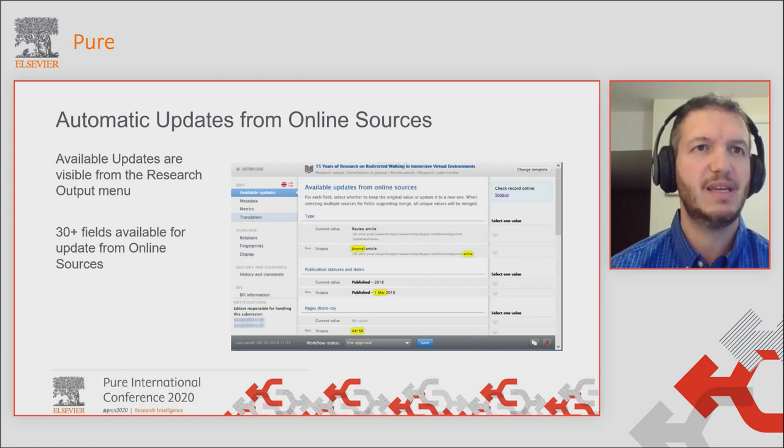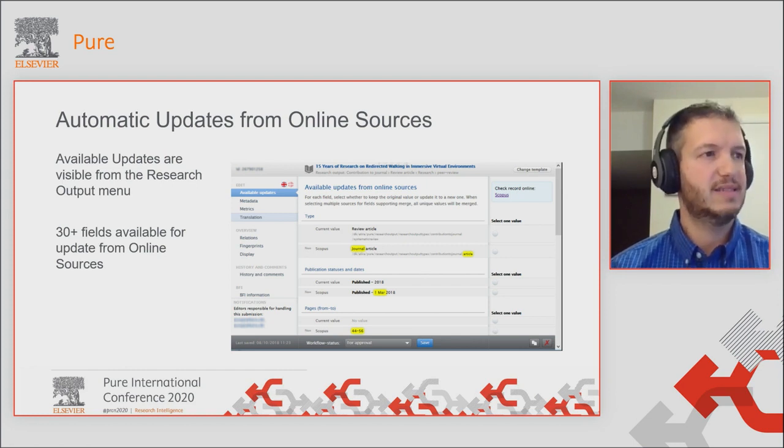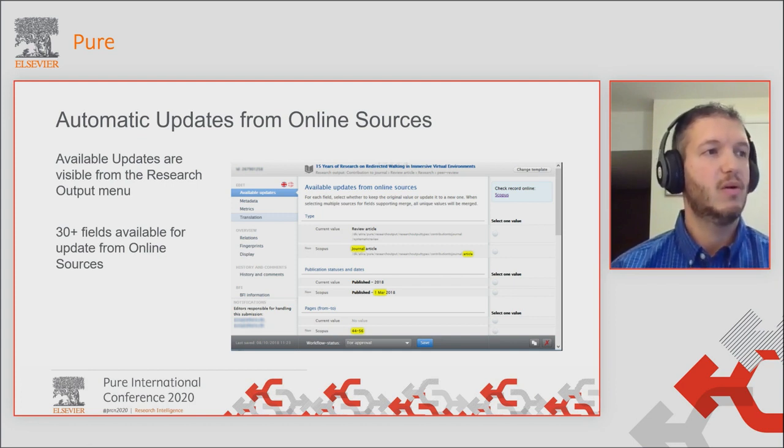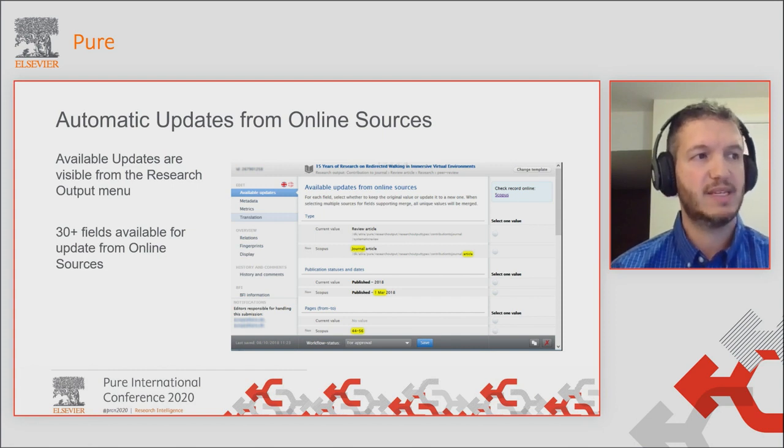So here you can see an example of the research output record and the two different pieces of data. You have an example of the type from Scopus and from existing data. What you have to do here is select one of these before you save in order to move on and clear the available update.